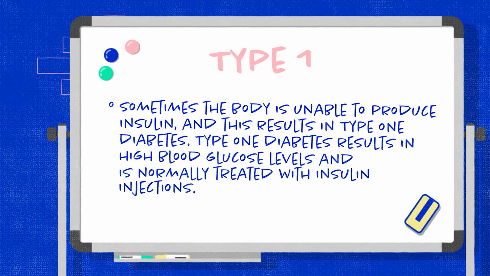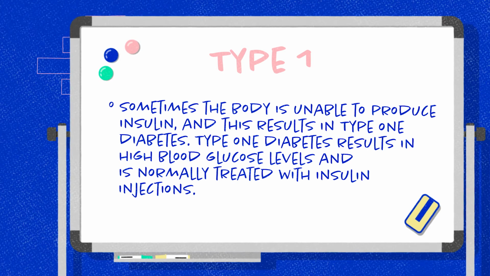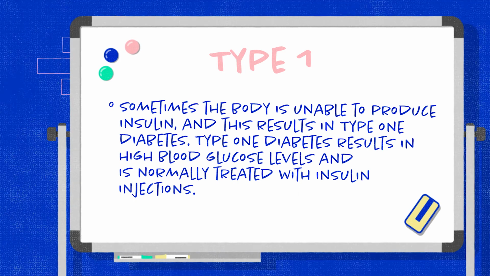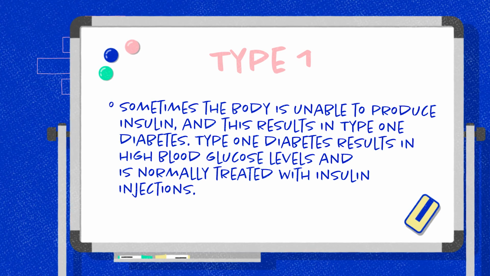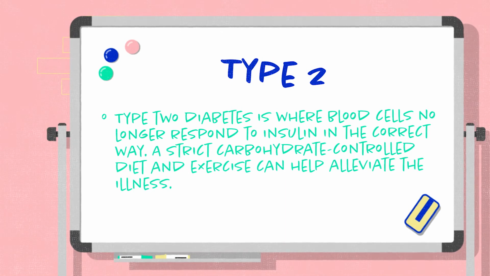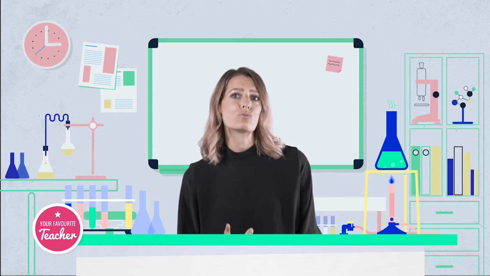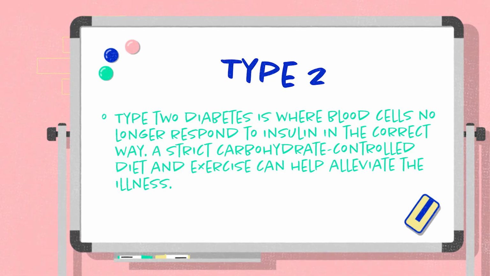Sometimes the body is unable to produce insulin, and this results in type 1 diabetes. Type 1 diabetes results in high blood glucose levels and is normally treated with insulin injections. Type 2 diabetes is where blood cells no longer respond to insulin in the correct way. Obesity is a risk factor for type 2 diabetes. However, a strict carbohydrate-controlled diet and exercise can help alleviate the illness.